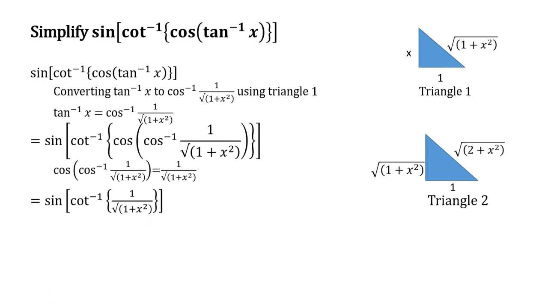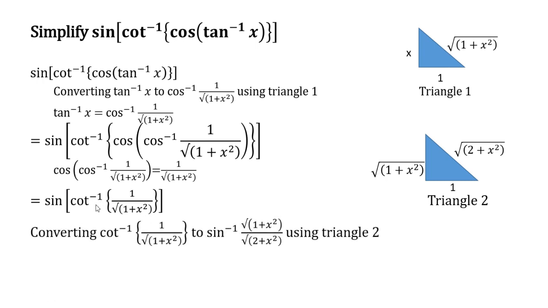Then we substitute that in our equation, we get sine of cot inverse of 1 by root of 1 plus x square. Now again we have a cot inverse term, so we can make it as sine and sine inverse for easy simplification. For this we use a triangle 2. In this triangle, this is also a right angle triangle. Here we have the value of cot inverse 1 by root of 1 plus x square. So here we know that the value of cot is cos by sine. So this is our base angle. So the base is 1 and the opposite side is root of 1 plus x square.